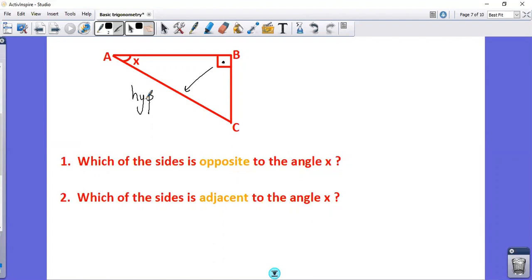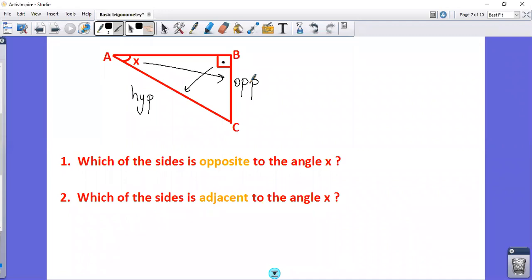So we have two sides left, the side AB and the side BC. We are dealing with the angle X. That means BC, which is opposite to the angle X, will be the opposite side. I'm going to use OPP for opposite, okay? I think this is clear. For the angle X, the opposite side is BC.